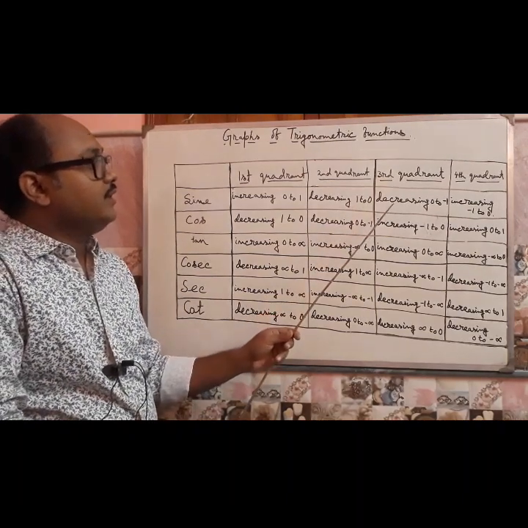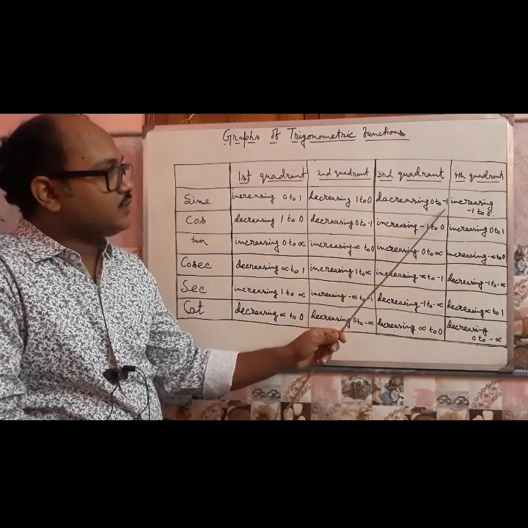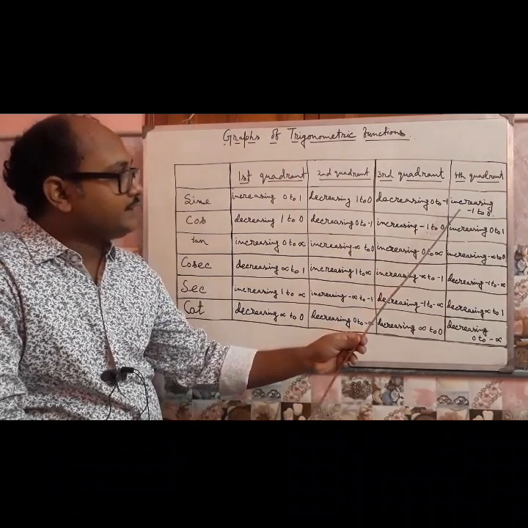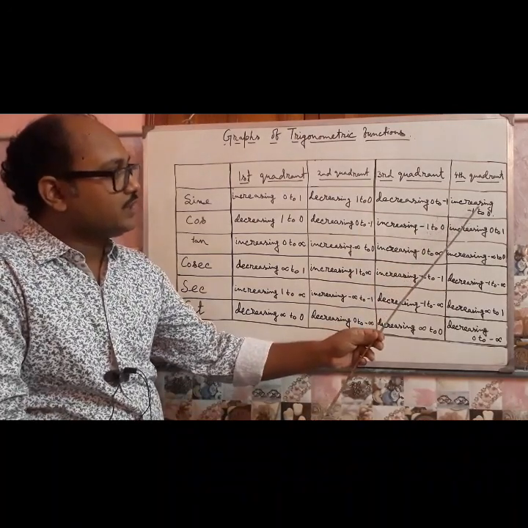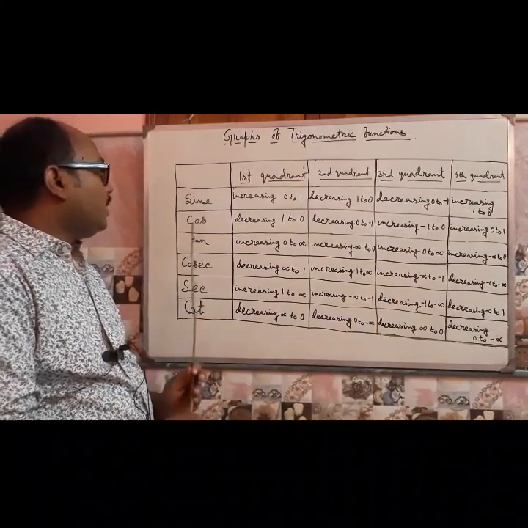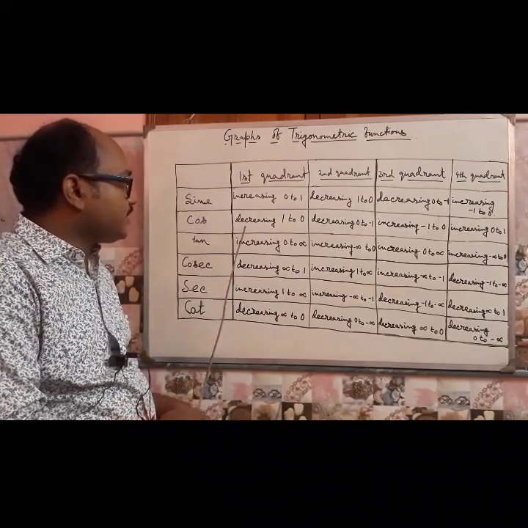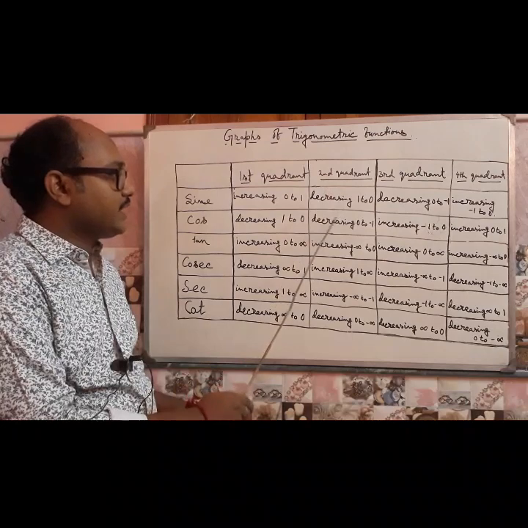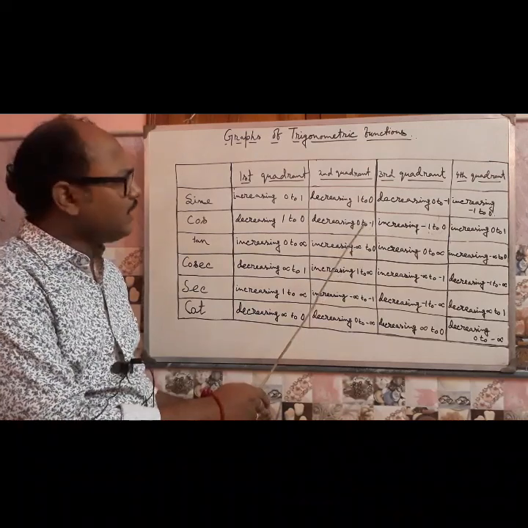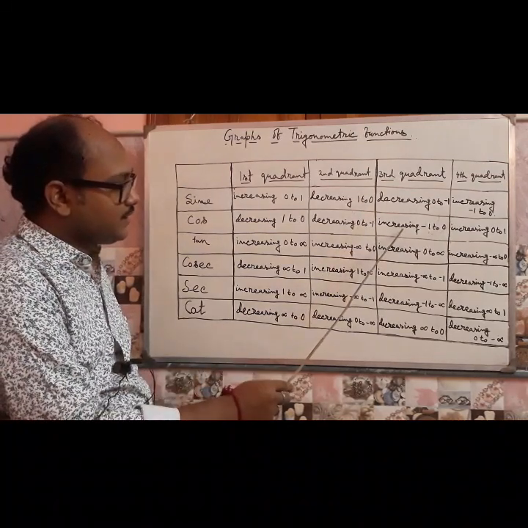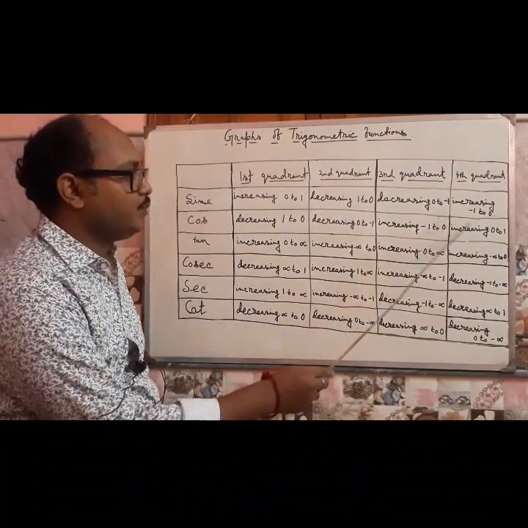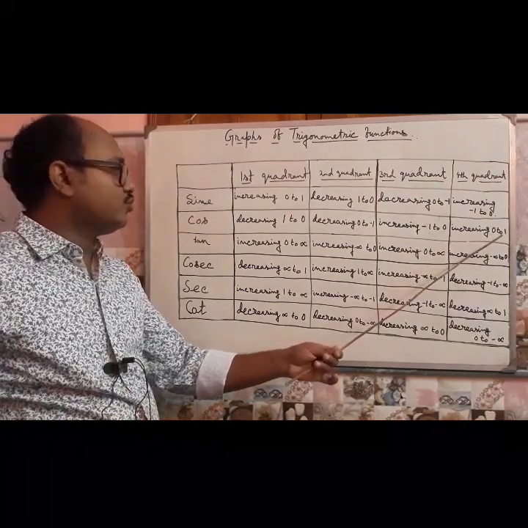In the third quadrant, it is decreasing from 0 to minus 1, that means in the third quadrant the values of sine are negative. In the fourth quadrant, again it is increasing from minus 1 to 0, that means in the fourth quadrant also sine is negative. Now for cos, in the first quadrant it is decreasing from 1 to 0. In the second quadrant, it is decreasing from 0 to minus 1, that is negative values. In the third quadrant, it is increasing from minus 1 to 0. Again, in the third quadrant, cos is negative, and in the fourth quadrant, it is increasing from 0 to 1.